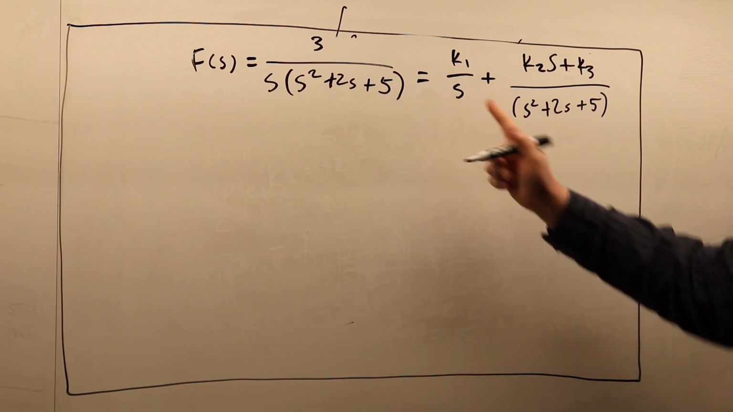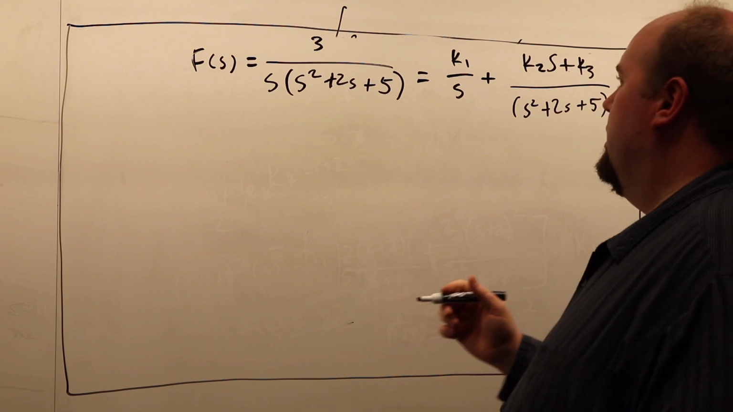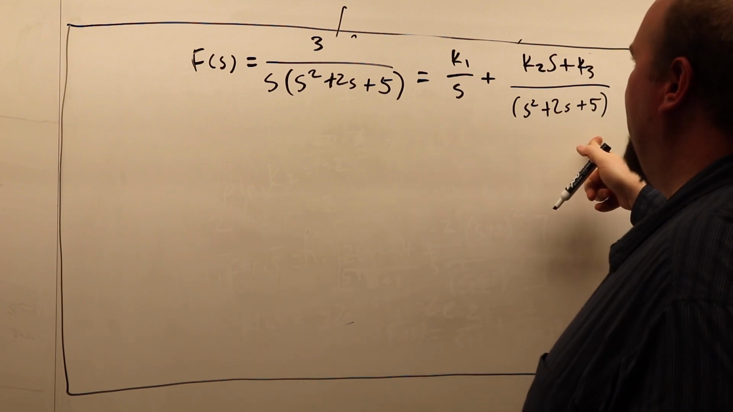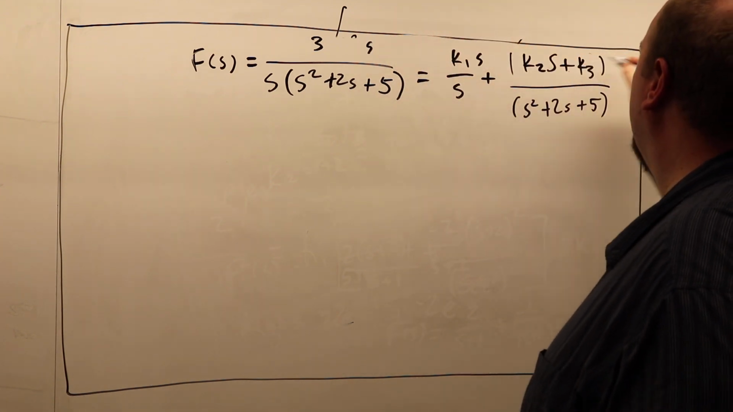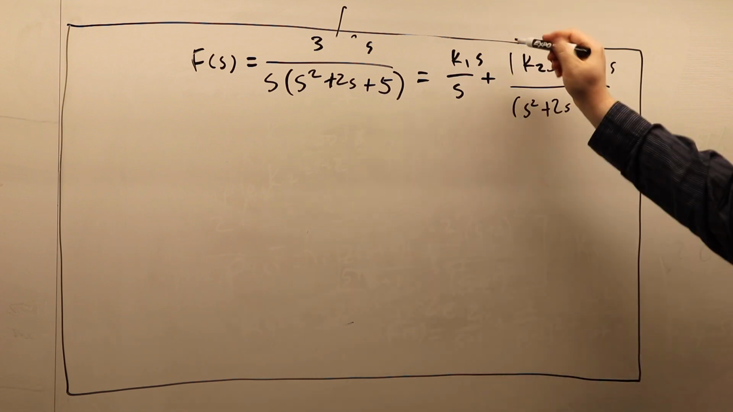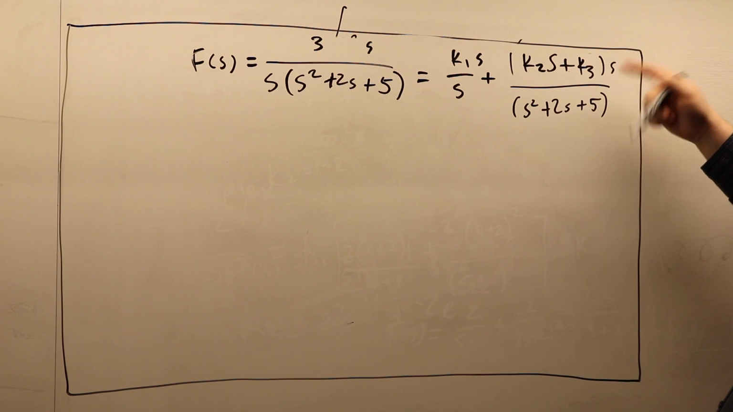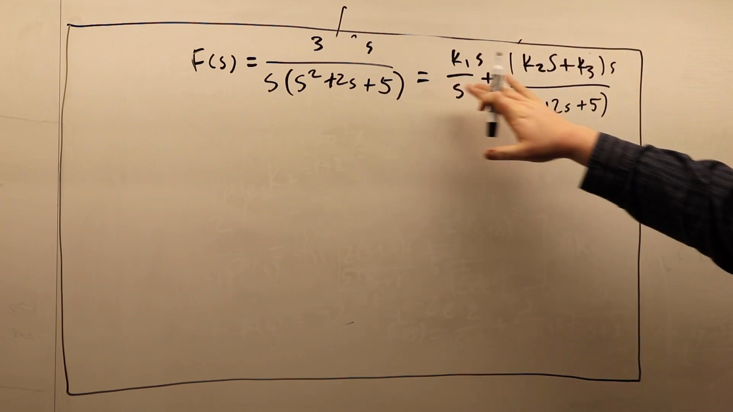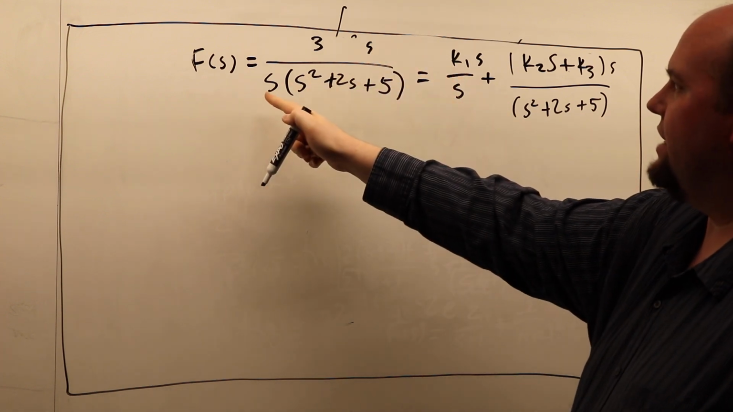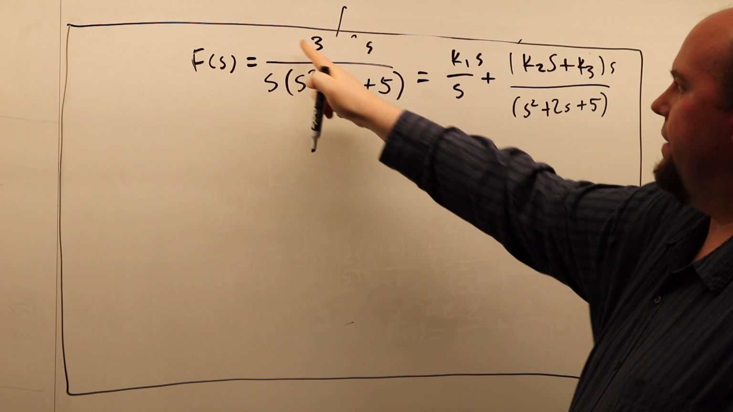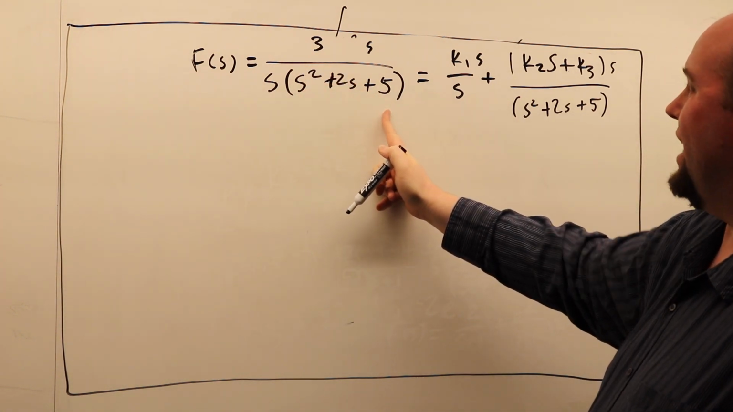So how do we solve this? Well, k1 we can solve fairly easily, just using the normal approach. We multiply both sides of this equation by an s, which wipes out the s here. Then we pick s equal to 0 to completely wipe out the other terms. All that's left on this side is k1. Over here, the s's cancel each other out, and with s equal to 0 we have 3 divided by 0 plus 0 plus 5. So k1 in this case is going to be 3/5.